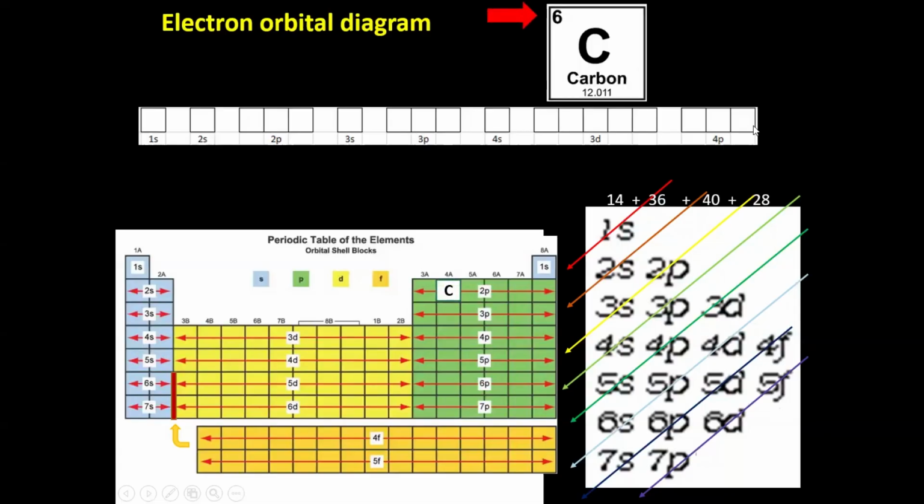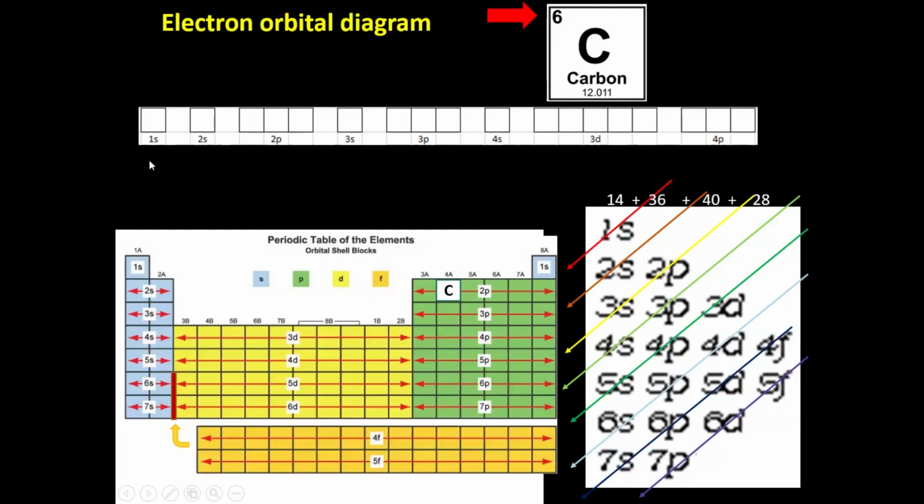So let's try doing an orbital diagram for carbon. It has 6 electrons. We are going to fill up each energy level, each box can hold no more than 2 electrons, and we're going to follow Hund's rule. When we get to the p orbitals or the d, the ones that can hold more than one orbital, we're going to do 1 in each box before we go back and put 2. So we have 6 electrons.